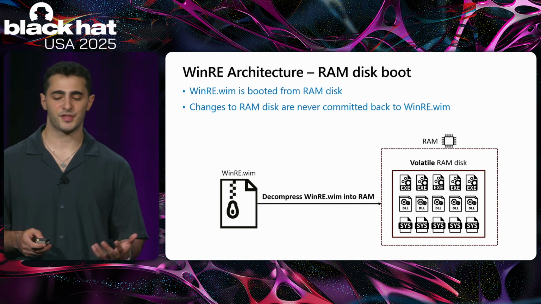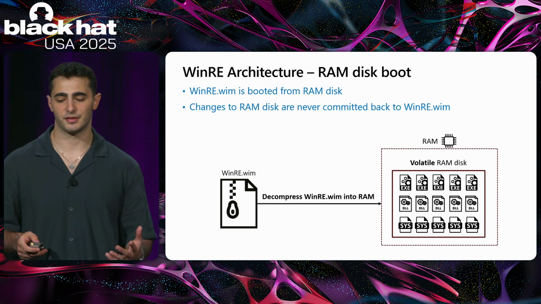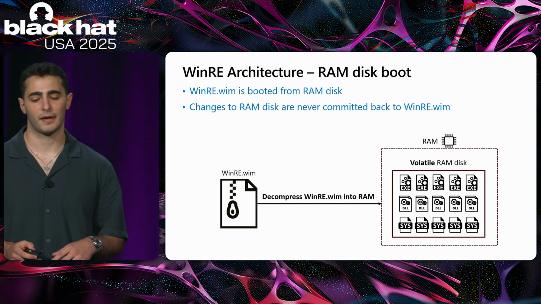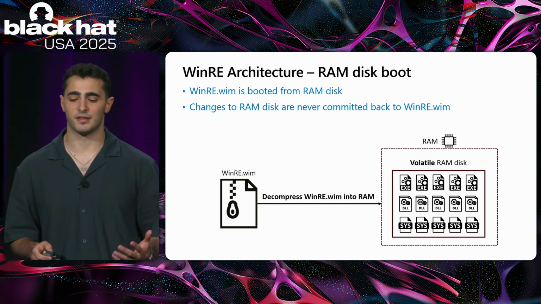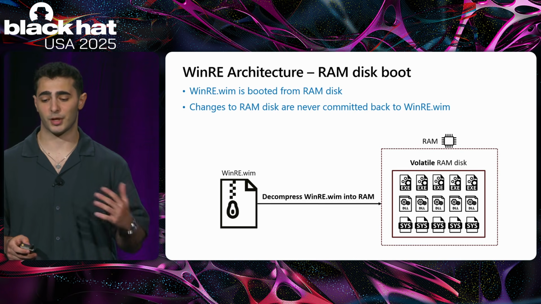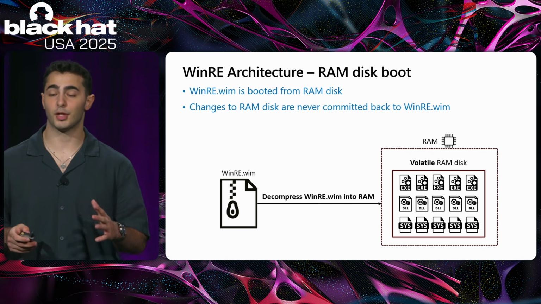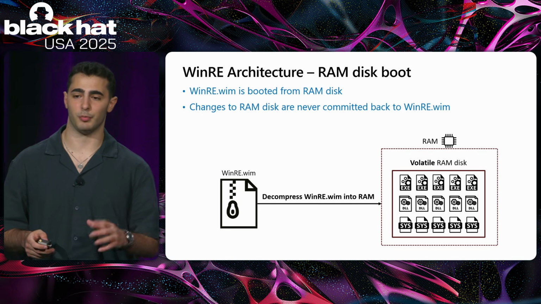Then, when WinRE boots, the entire WIM file is decompressed into RAM, creating a temporary RAM disk that hosts the Recovery OS runtime. Any changes made within this environment are not saved back to the original WinRE.WIM file, making the Recovery OS runtime inherently volatile. Modifications to the RAM disk are discarded upon reboot.